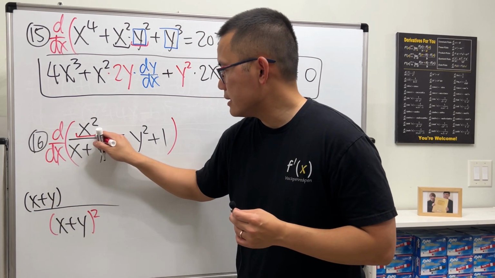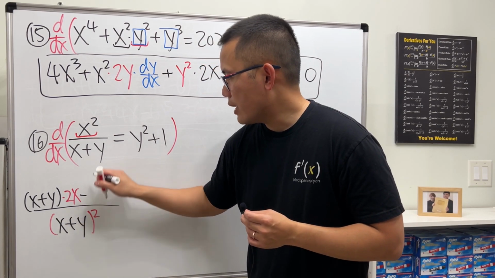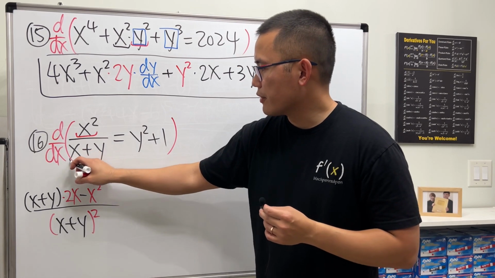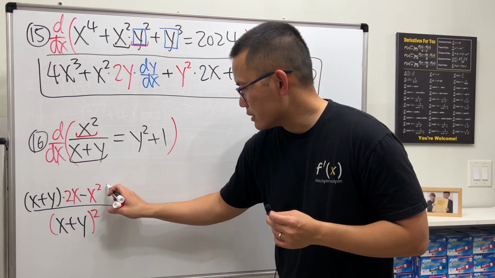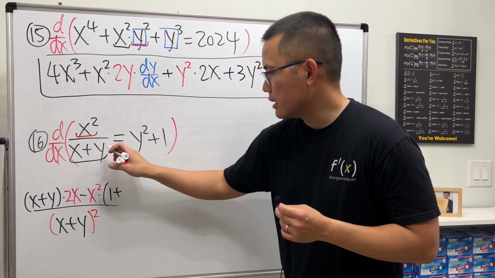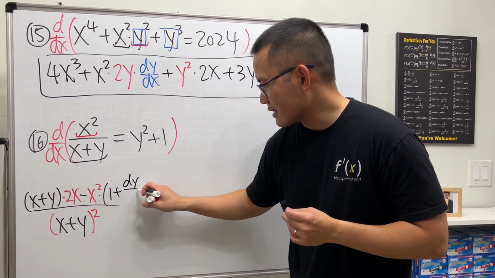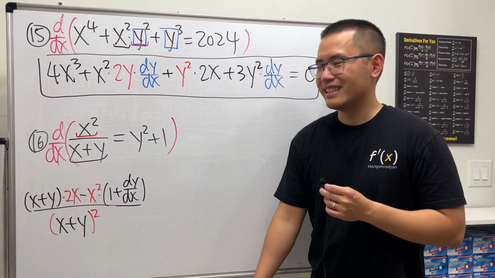And we multiply by the derivative of the top, which will give us 2x. And then subtract the top function times the derivative of the bottom. Now it has two terms. Make sure you open the parentheses. So we have the derivative of x is 1 plus the derivative of y. That is going to be the dy dx. Okay, so it's like that.